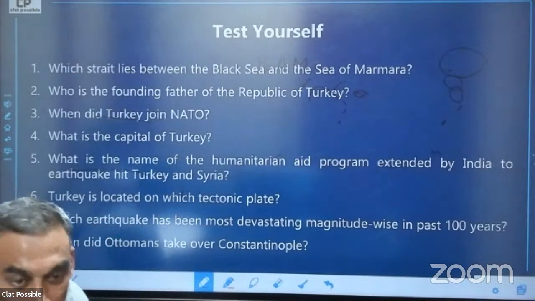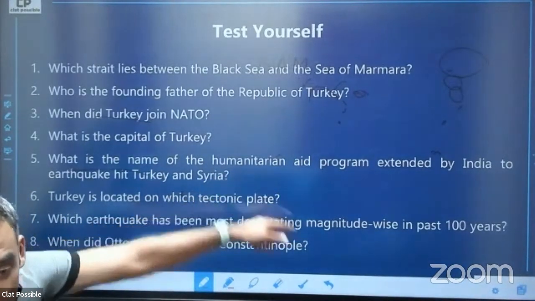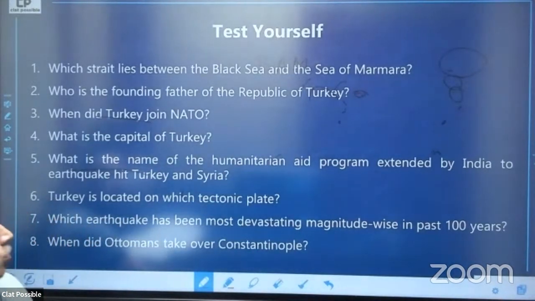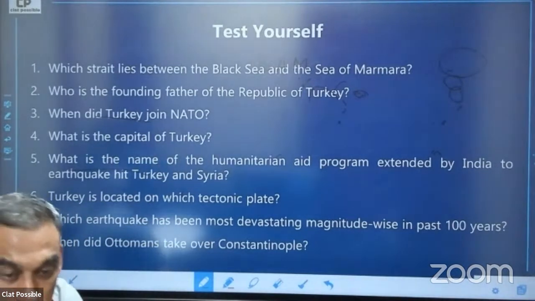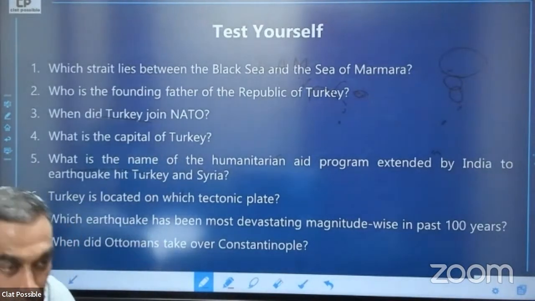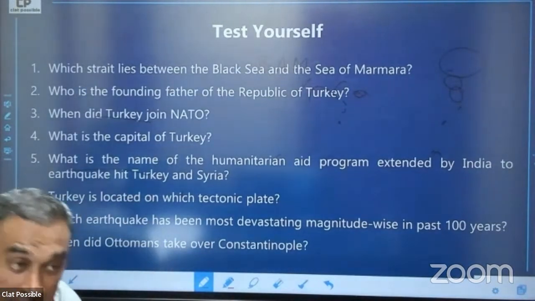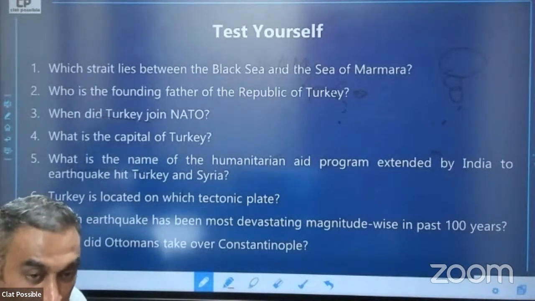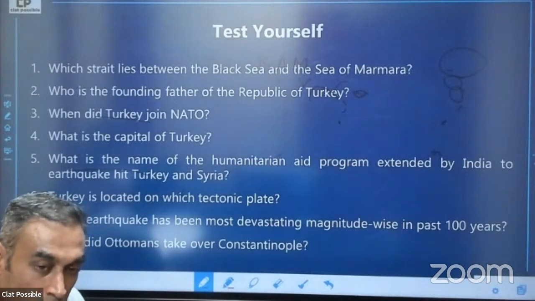Ankara. The capital of Turkey is Ankara. And what is the humanitarian aid program extended by India to the earthquake? Yes, Operation Dost. So you should know about Operation Dost. And what is the team that we sent for the rescue operation?